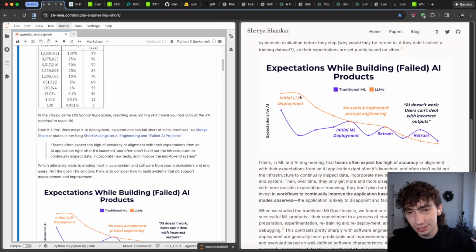It follows, and I've seen this time and time again, a little bit of this downward curve of initially deploying your POC and what seems to be working. You have no way of actually measuring whether it's aligned to users' expectations and whether the output that you're getting is decent. And then we run into something like this where we get feedback that the AI doesn't work or that users can't deal with the inherent randomness of the outputs that you get from a language model.